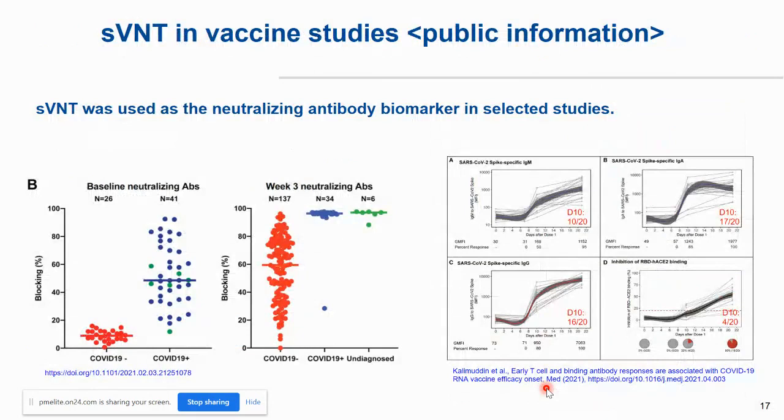Our SVNT is currently used in many vaccine trials and studies. Of course, I would like to show more, but some other studies are still confidential information. So here I just talk about a few studies that have already been published.